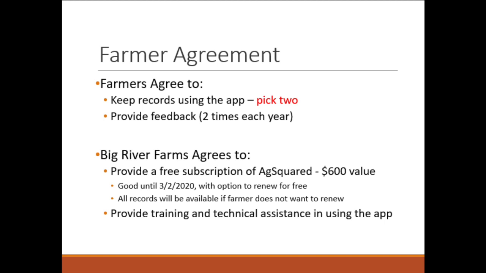There's also talk about how Ag Squared is committed to making this affordable for people. They put in here a $600 value, but they said a lot of farmers don't actually pay that. They have more of a sliding scale. But until for sure September 30th, 2021, there would be no charge to farmers.